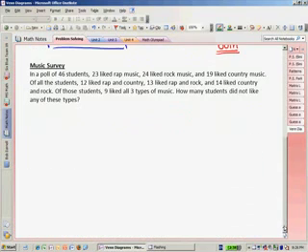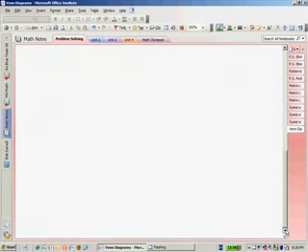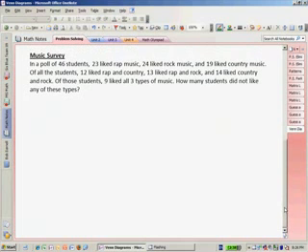We've got a problem here that's called Music Survey. And in this problem, it says, in a poll of 46 students, 23 liked rap music, 24 liked rock music, and 19 liked country music. Of all the students, 12 liked rap and country, 13 liked rap and rock, and 14 liked country and rock. Of those students, 9 liked all 3 types of music. How many students did not like any of these types?